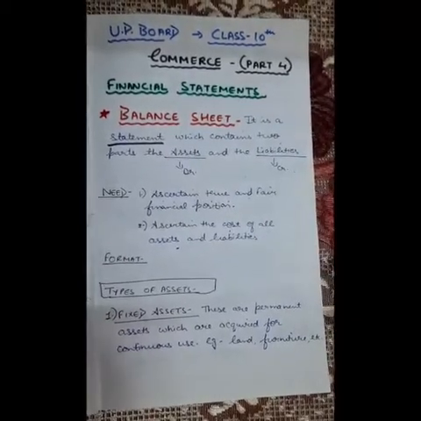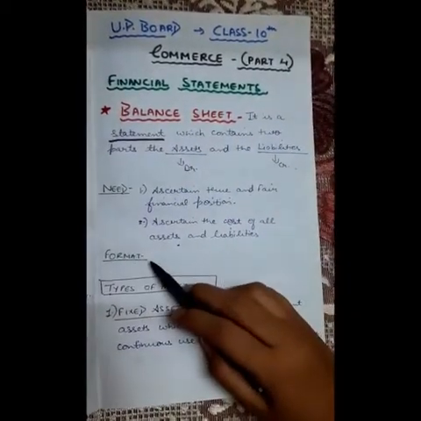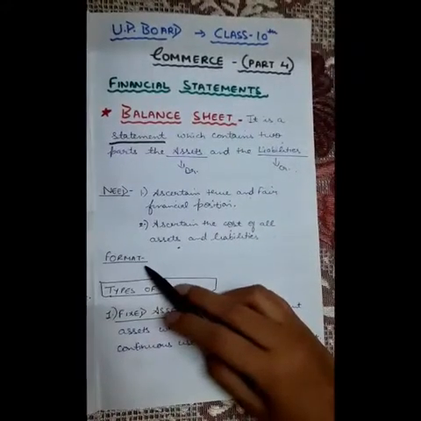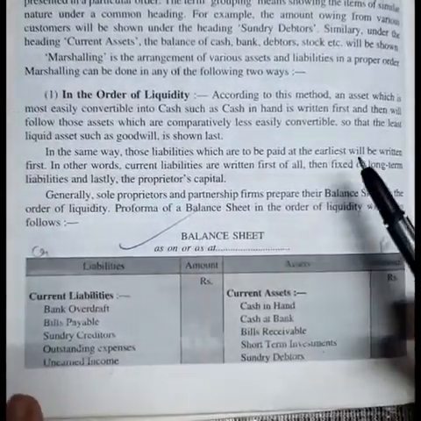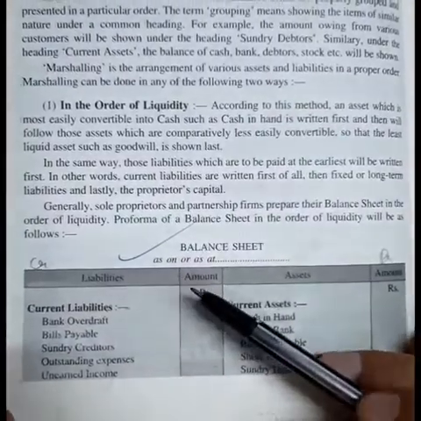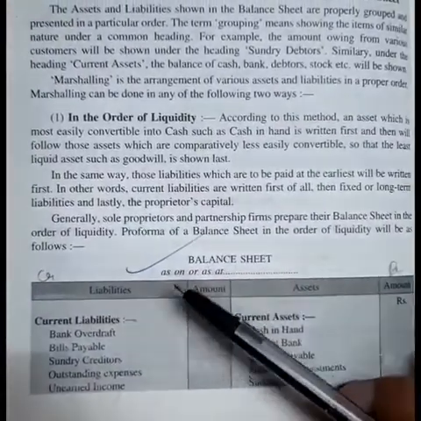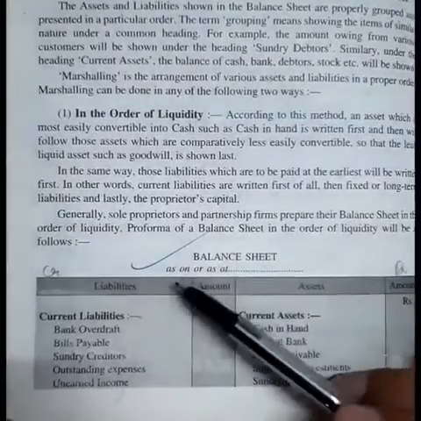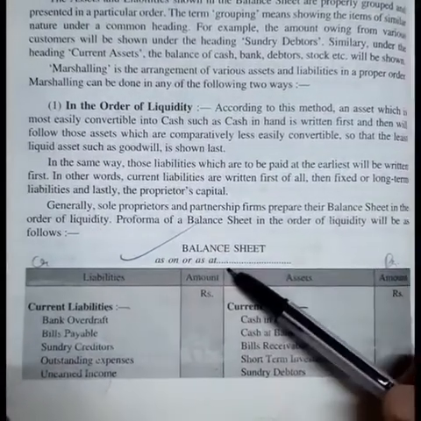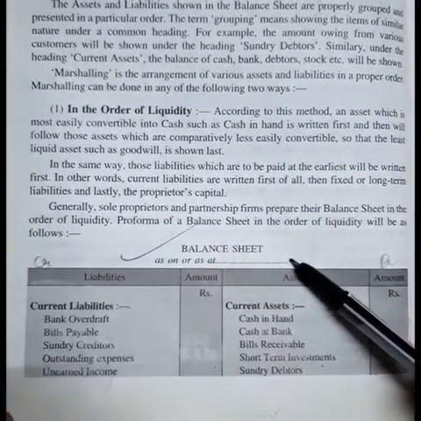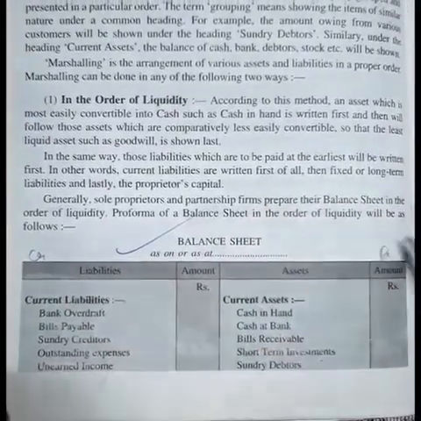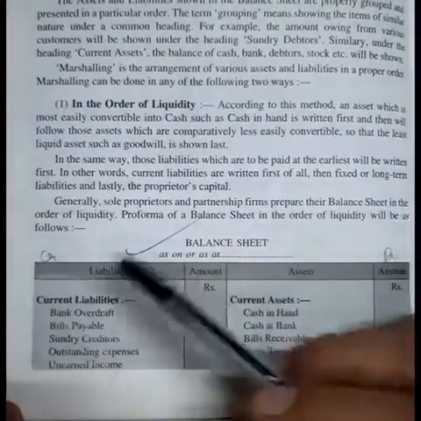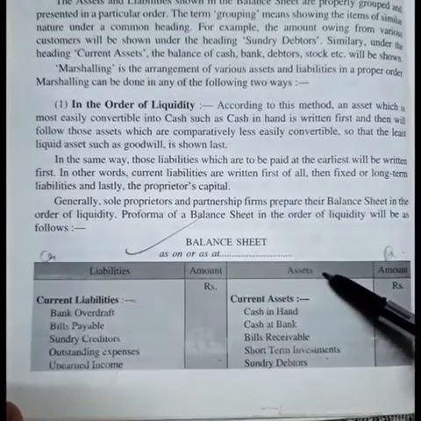Now let us quickly look at the format of the balance sheet. In this format one change is there: we don't use "for the year ending." On the other hand, we use "as on" or "as at" and the date given in the question. In this, first we write the credit side and then we write the debit side. This is the liabilities and this is the assets.